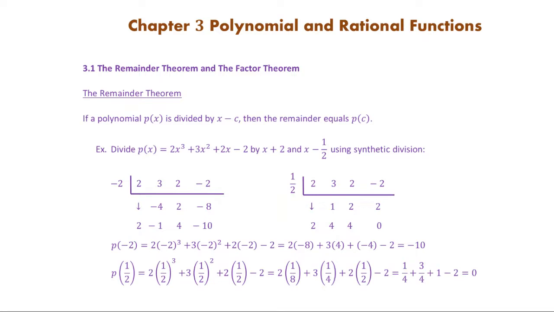And so, as we said before, the remainder for this division is the number at the bottom row. So that's negative 10. So this is the result we got from the synthetic division.